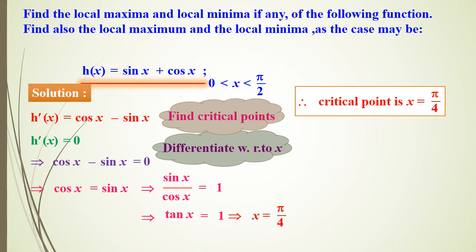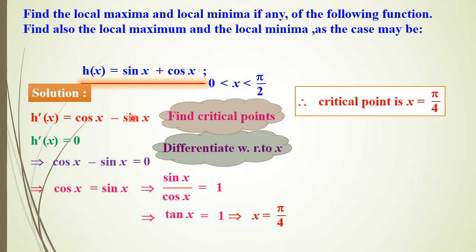See, in this problem, find the local maxima and local minima of the function h of x equal to sin x plus cos x. Here x is lying between 0 to 90 degrees. First of all, find the first derivative of the given function. Sine differentiation is cos x, cos differentiation is minus sin x. After differentiating, you know very well the procedure.